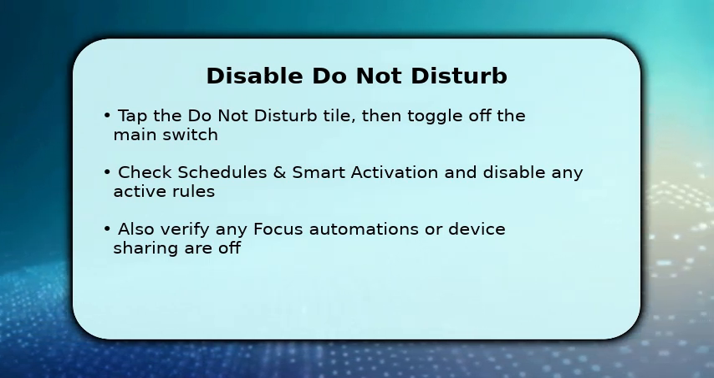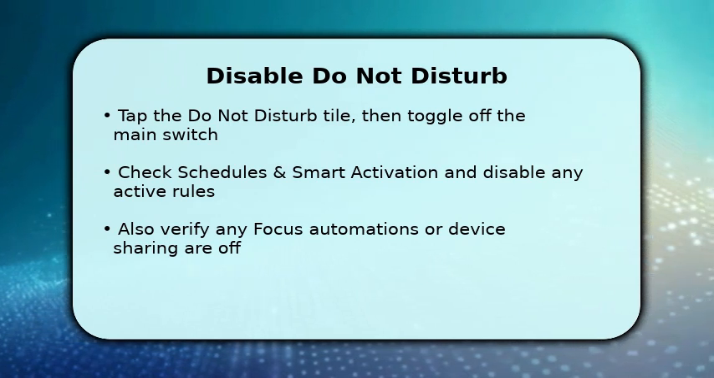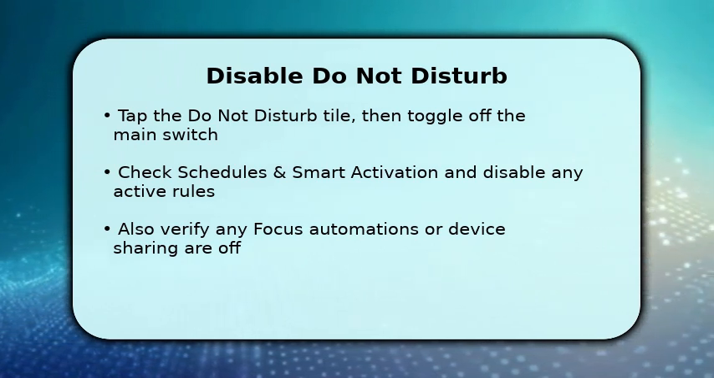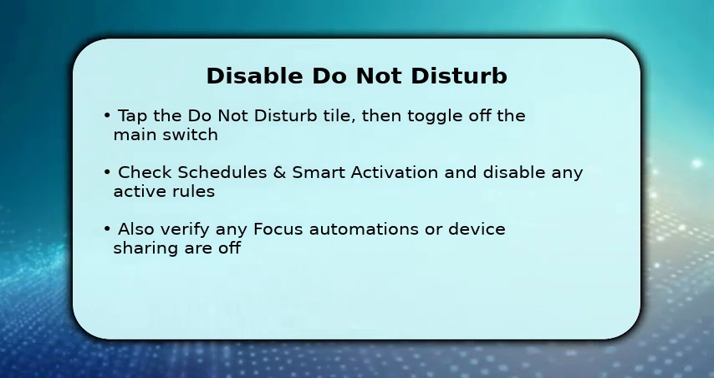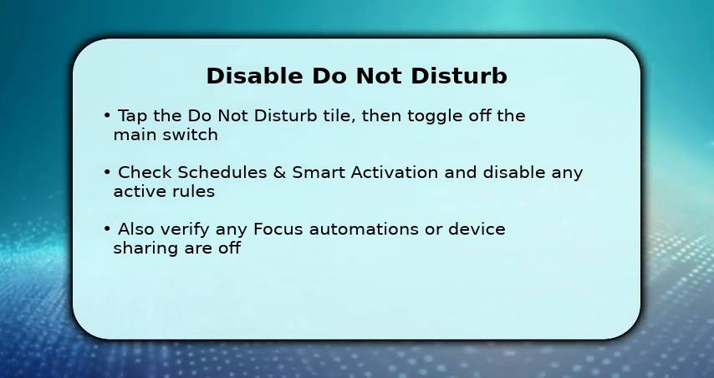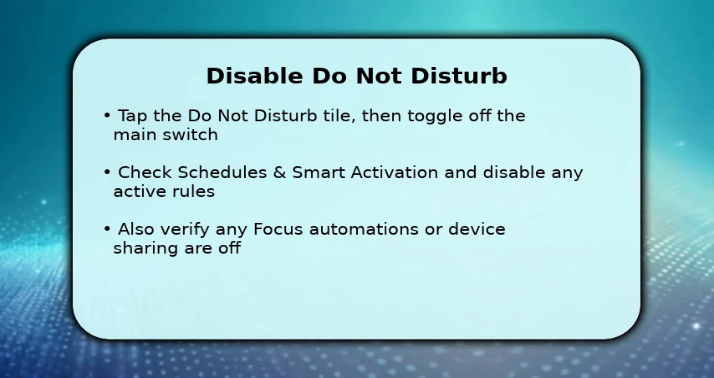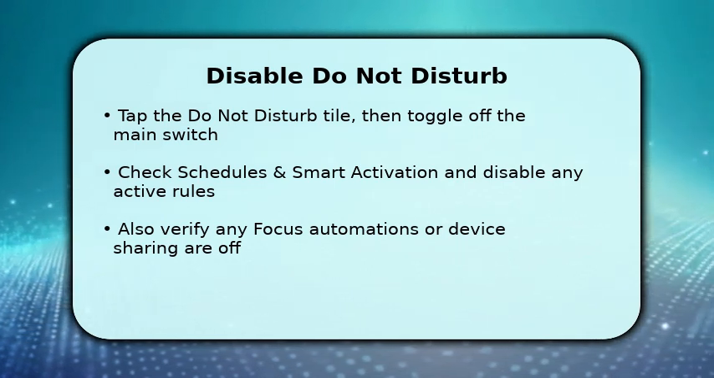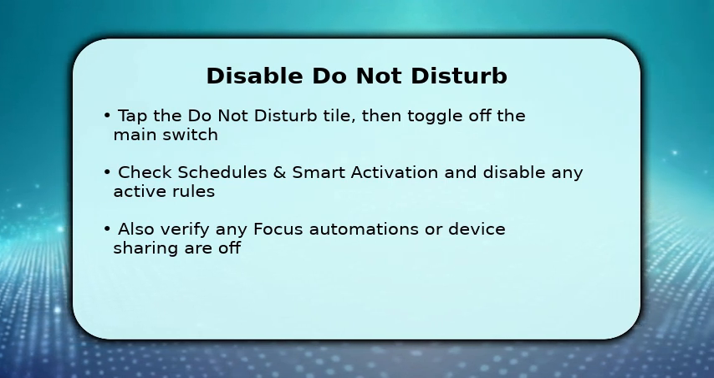These rules can automatically re-enable the mode, so disable any active ones. Also check Focus automations and sharing across devices. Turn off automations or sharing that could reactivate Do Not Disturb on purpose or from another device. Once you finish, the system should stop diverting calls and alerts.